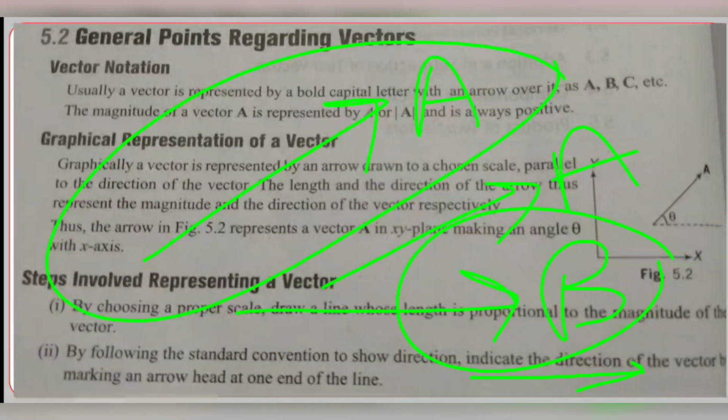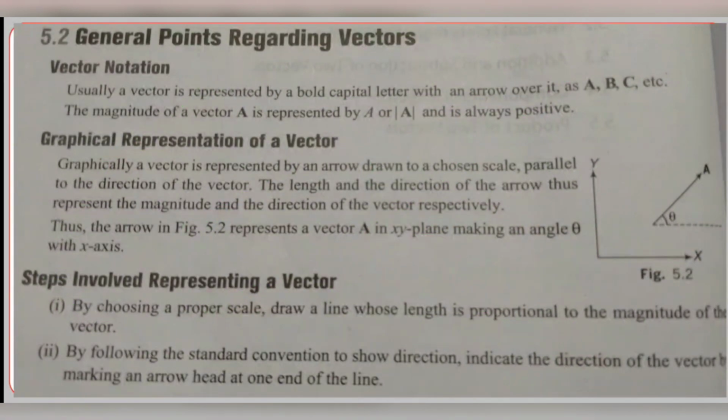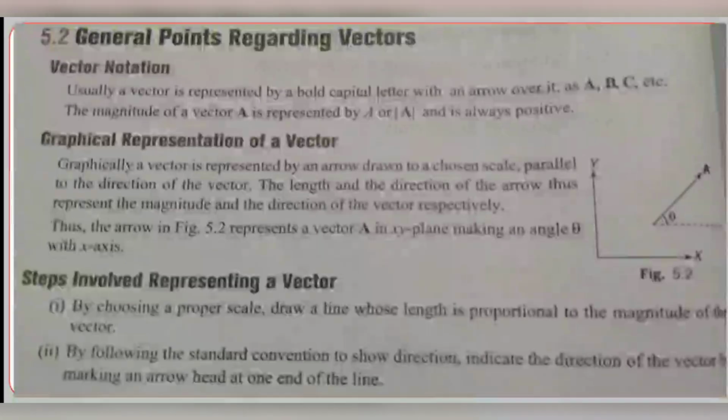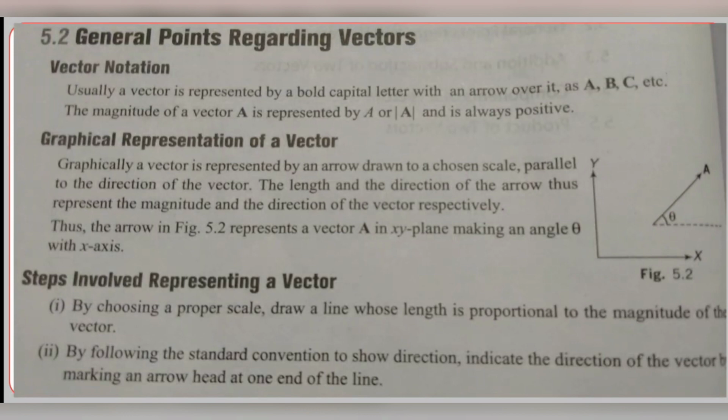The direction in which we draw the arrow signifies the direction of the vector. If vector A has this direction, then vector B has this direction. Now we have the steps involved in representing a vector. By choosing a proper scale, draw a line whose length is proportional to the magnitude of the vector. By the standard convention, to show the direction, indicate the direction of the vector by making an arrowhead at one of the ends.